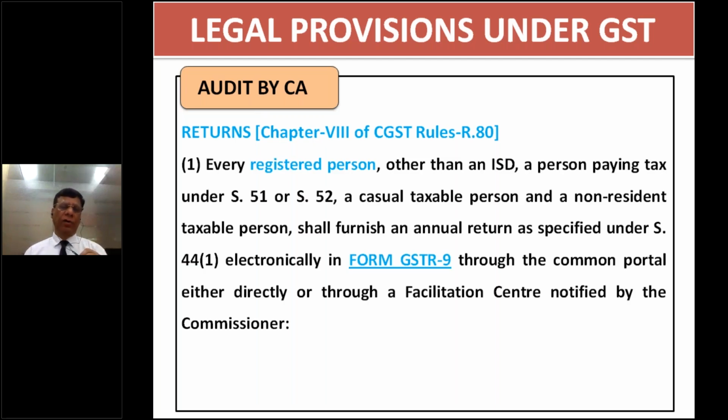Then let us come on to the rules part connected with these sections. Rule 80 sub-rule 1 says that every registered person other than an ISD, a person paying tax under section 51 or 52, a casual taxable person or a non-resident taxable person shall furnish an annual return. This rule is almost the replica of section 44, as prescribed under section 44(1), electronically in Form 9 through the common portal, either directly or through a facilitation center notified by the Commissioner.